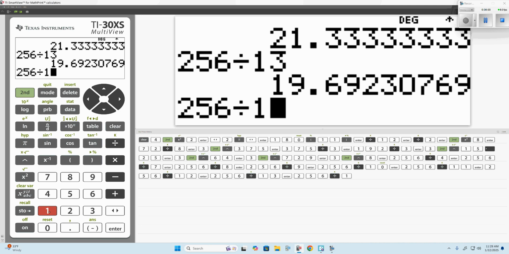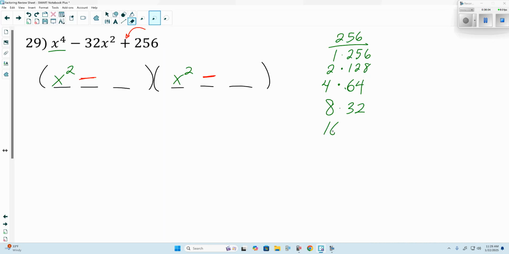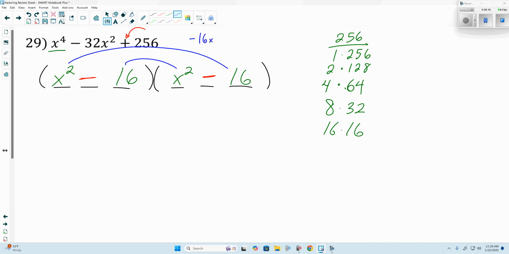256 divided by 16 is 16. We can check and make sure x squared times negative 16 is negative 16x squared. Negative 16 times x squared is negative 16x squared, giving us negative 32x squared, yes?